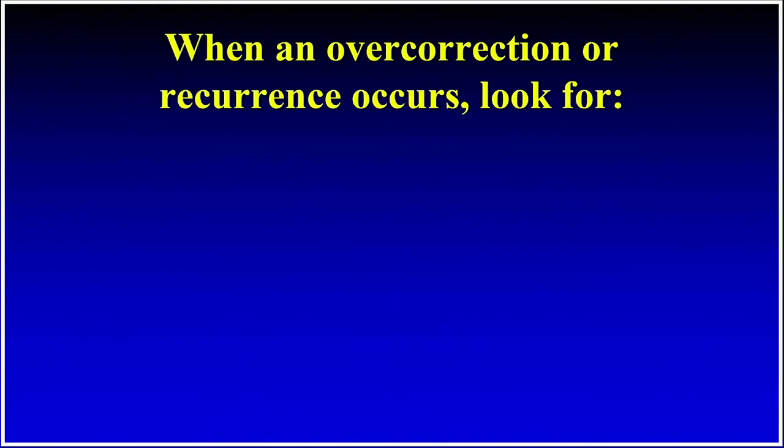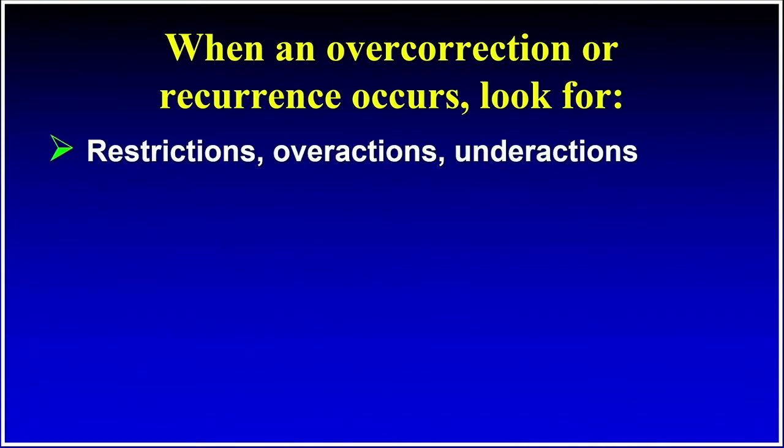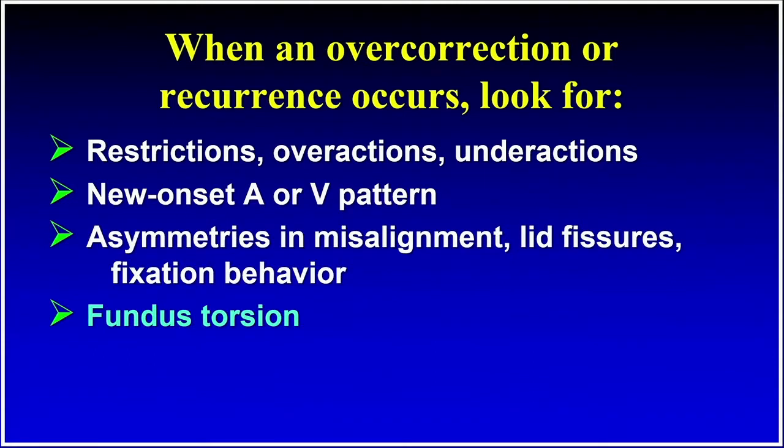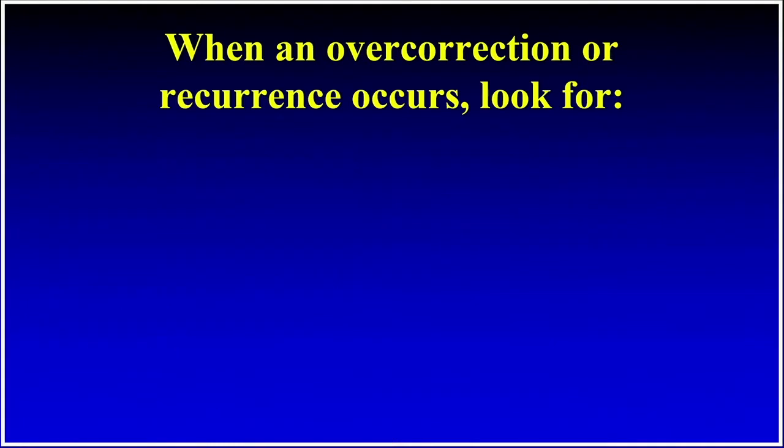So when an overcorrection or recurrence occurs, look for this: restrictions, overactions, underactions, new onset A or V pattern, asymmetries and misalignment, lid fissures or fixation behavior. Look at fundus torsion. It should not be there in pure DVD. If you do have it, you have oblique muscle problems to deal with.